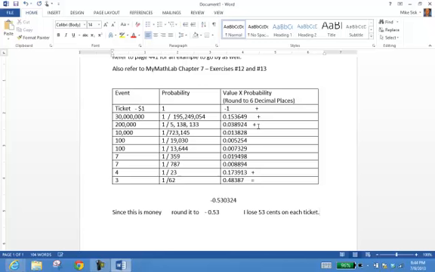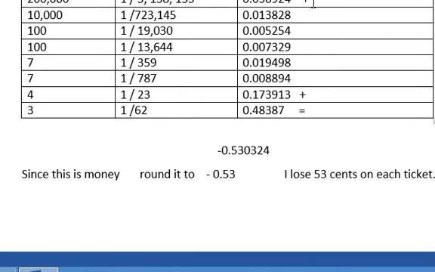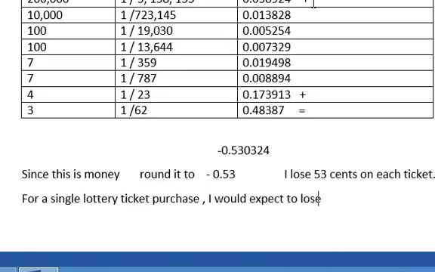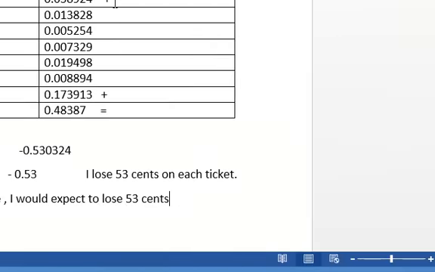Okay? If this is something that you still don't understand, you need to get with someone one-on-one or with me face-to-face so I can go through it with you. This is the best I can do in presenting it when you're outside of class. Now, that is the expected value of the winnings for a single lottery ticket. So for a single lottery ticket purchase, I would expect to lose 53 cents on each ticket.